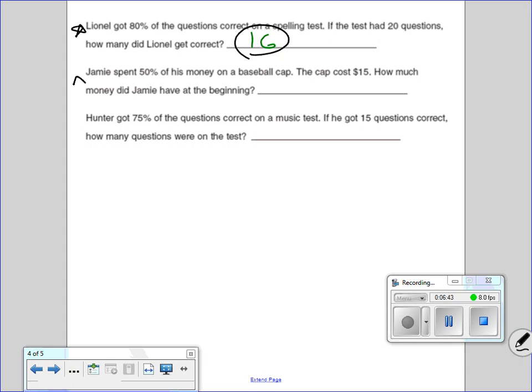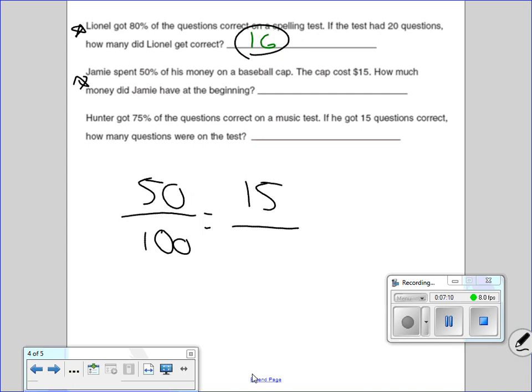Jamie spent 50% of the money on his baseball cap. So 50 out of 100 on his baseball cap. The cap cost him 15 bucks. How much was the total? So how much was the whole? In this case right here is a perfect example. 50 can't go into 15. Do you see how we're going to have a hard time dividing 50 into 15? We're going to be dealing with some decimals here.